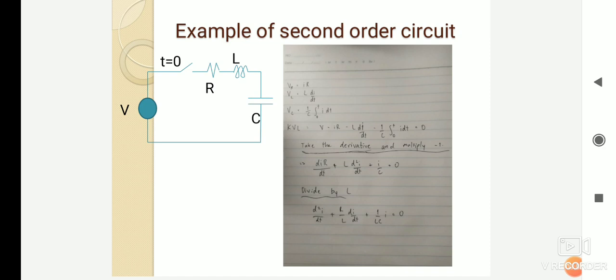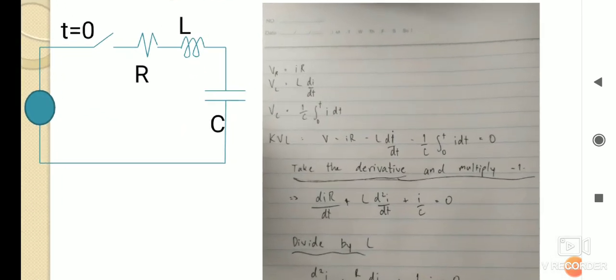So in this circuit, we have a voltage source on the left, and on the top we have a switch which is still open, a resistor, an inductor which is written as a capital L, and on the right we have a capital C which represents a capacitor. So let me zoom in a little bit.